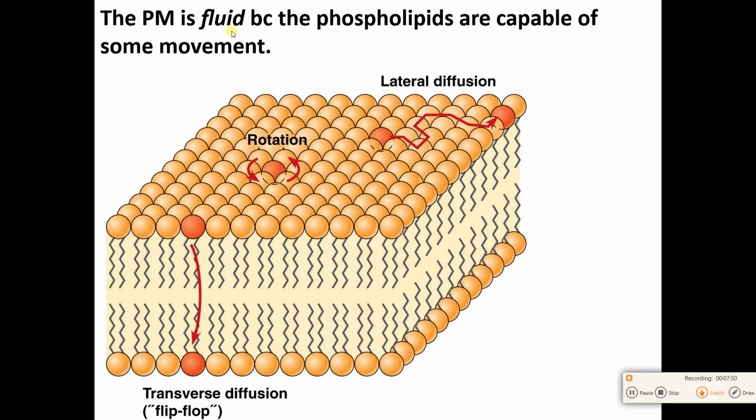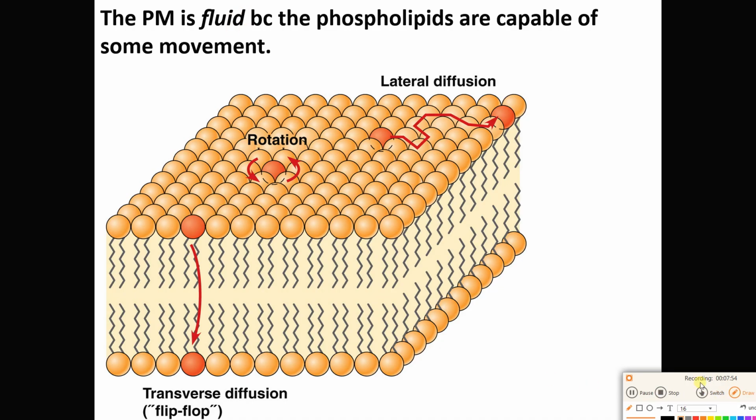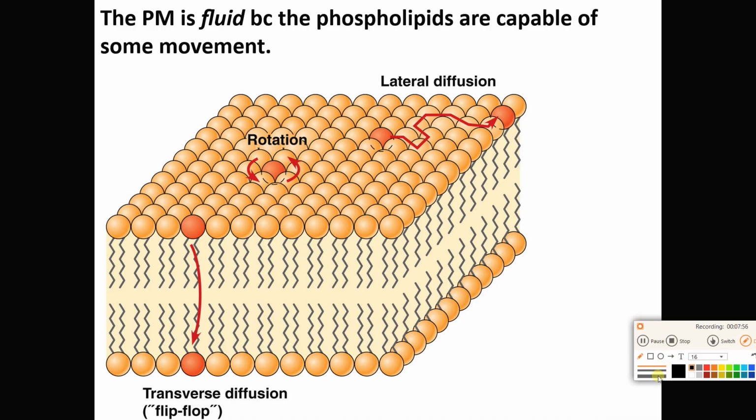Now, this fluidity is important because think about a cell that's going to divide. If a cell divides, so here's a cell, the membrane is going to go inward. The membrane goes inward, and then the membrane pinches, and we get two resulting daughter cells. But the membrane can't go inward unless it's fluid.